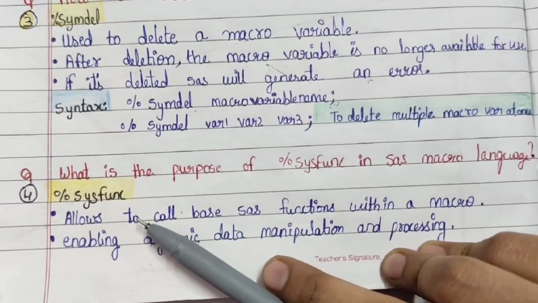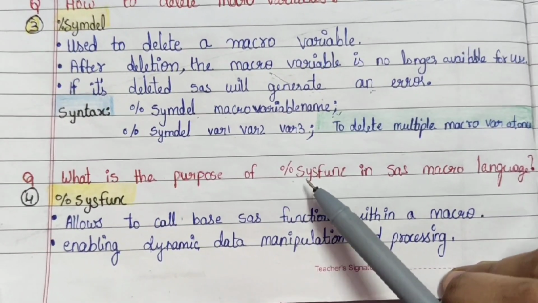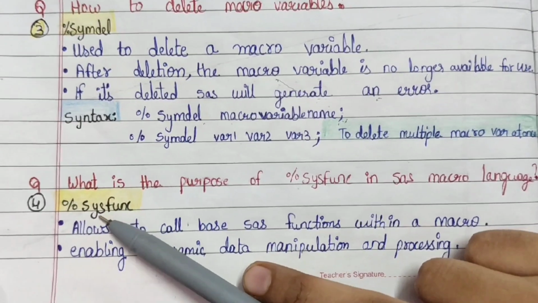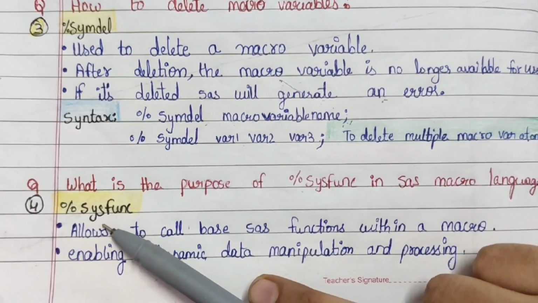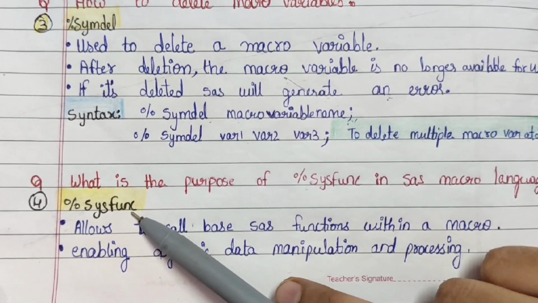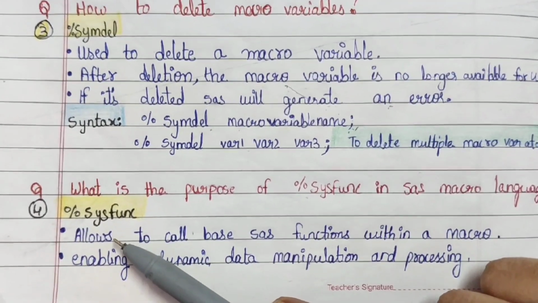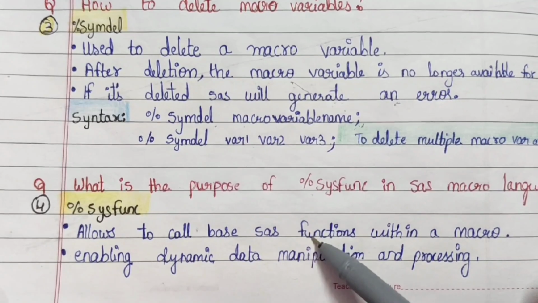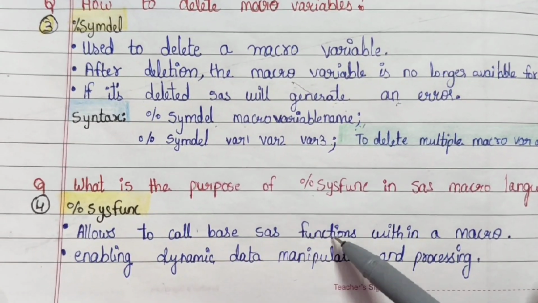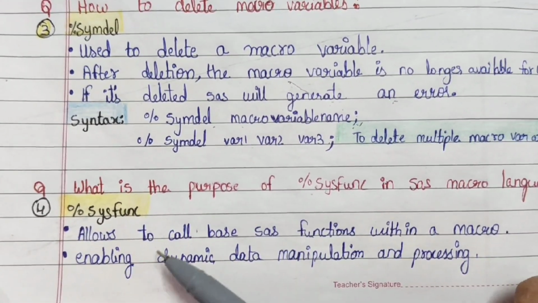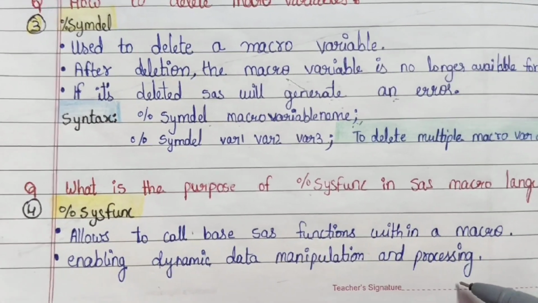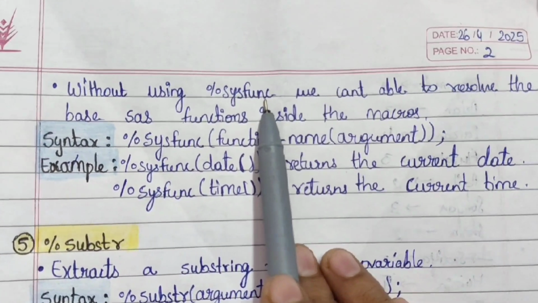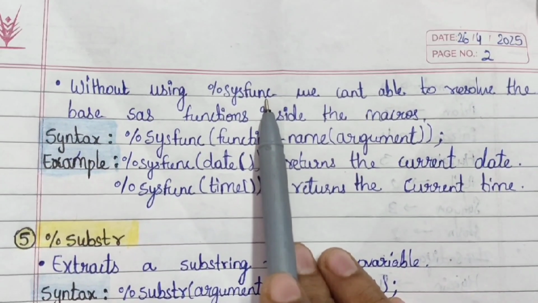Next, what is the purpose of the %SYSFUNC function in SAS macro language? This is another function, %SYSFUNC. It is a powerful function in macro. It allows you to call base SAS functions. In base SAS we have functions, no? It allows you to call base SAS functions within a macro, enabling dynamic data manipulation and processing. Without using %SYSFUNC, what will happen? They might ask you this question as well.